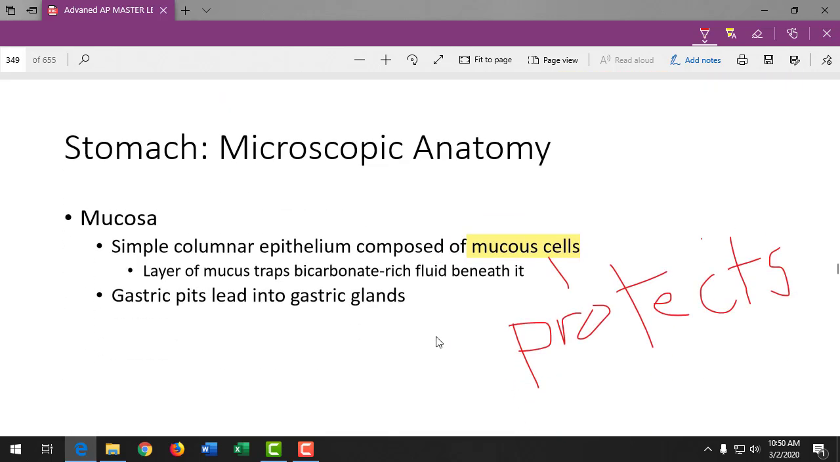Okay, so we have the mucus cells at the top of the pit. So they're at the top of the gland, right? Top of the pit.